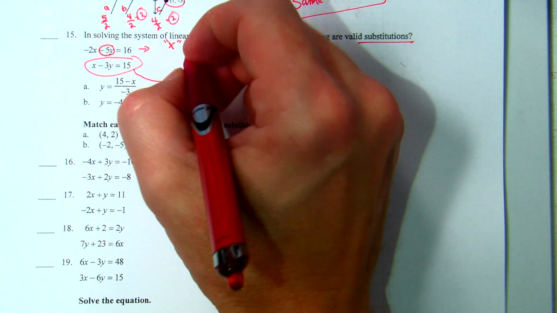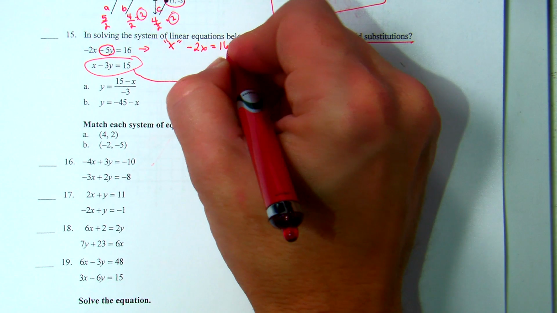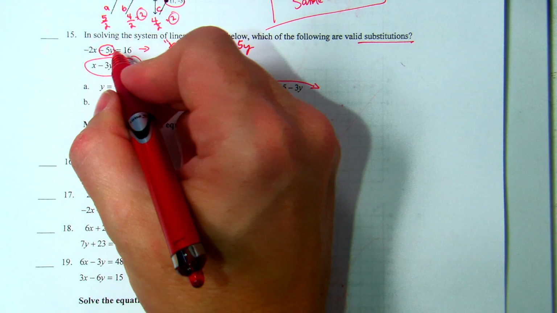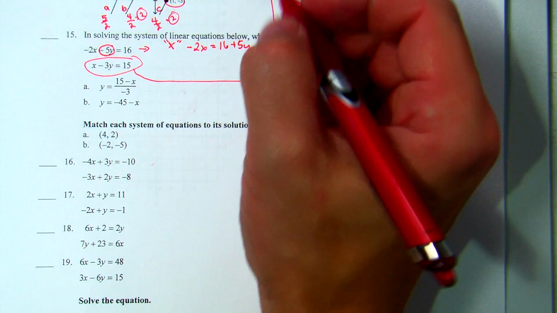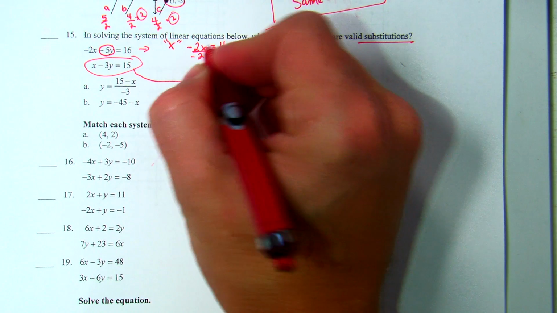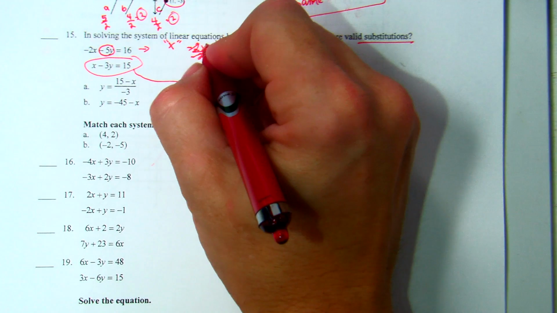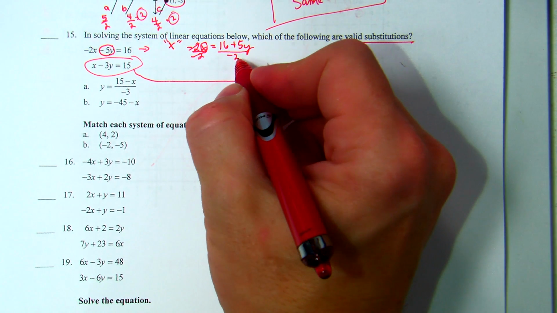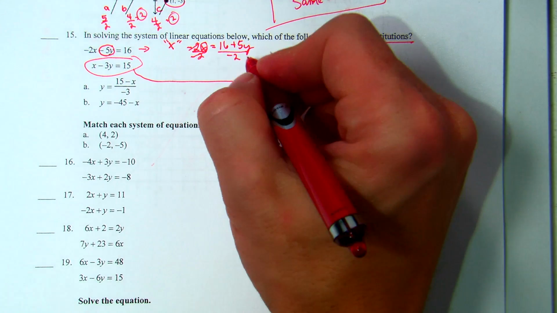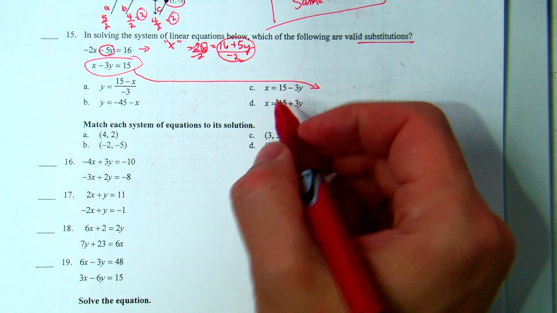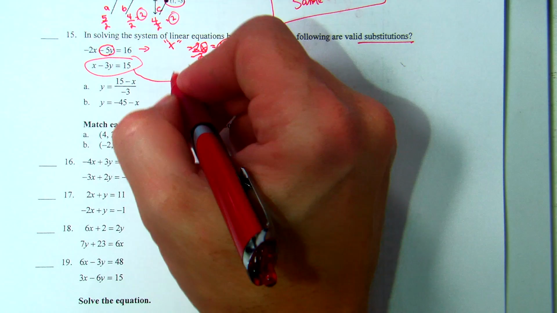And so my first resulting equation is going to be negative 2x equals 16 plus 5y, because I'm just going to move it over and it changes the sign. Then I'm going to divide by negative 2, and that is what x equals. X equals 16 plus 5y divided by negative 2. Do you see that expression down here as my answer choices? No, so that's not available.